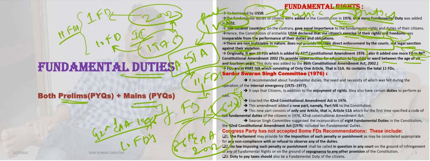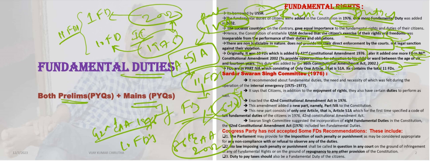It is Part 4A. Fundamental duties contain only one article, Article 51A. Article 51A contains the total 11 fundamental duties. This is important: borrowed from the USSR. It is Part 4A, only one article, and that article is 51A. Total 11 fundamental duties so far.